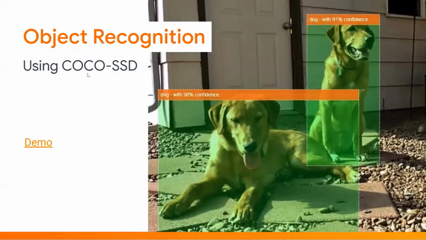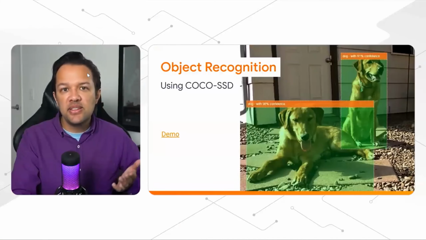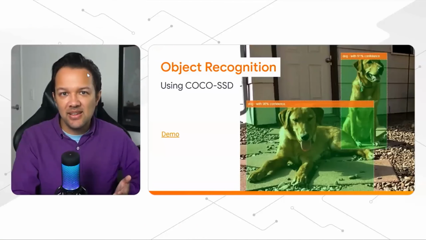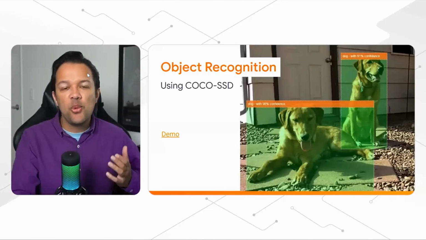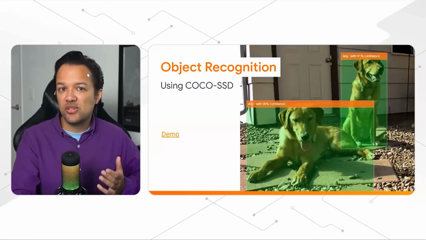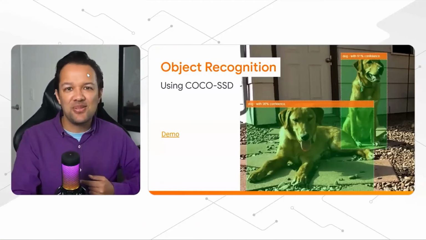First up, we've got object recognition. Here, we're able to run the popular COCO-SSD model live in the browser to provide bounding boxes for 90 common objects the model has been trained on. This allows us not only to understand where in the image the object is located, but also how many exist, which is much more powerful than image recognition alone. Let's see this in action.